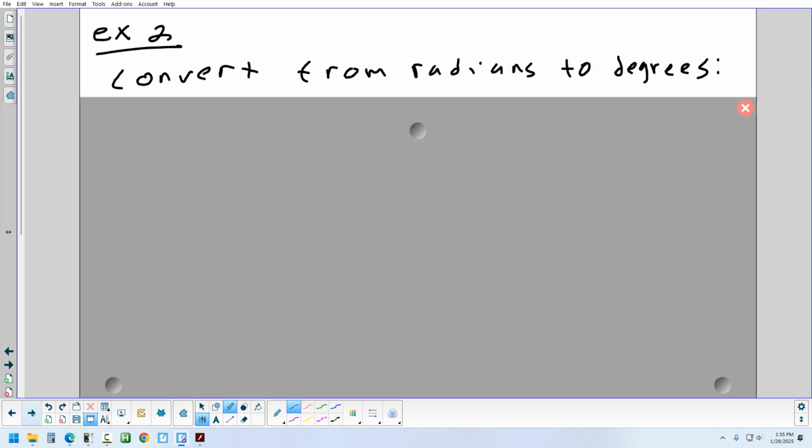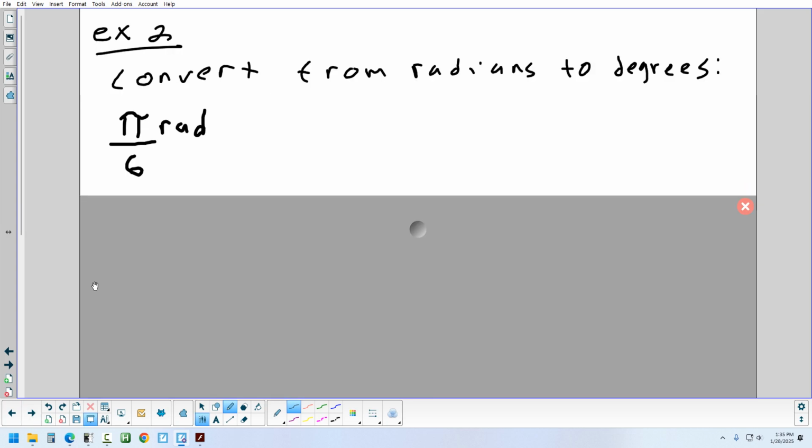Now, let's try it the other way. I'll write RAD the first time, but after this, we have to get used to not seeing that there. So convert from radians to degrees. Where is RAD? It's in the top. We're not going to see it after this problem. You have to pretend it's there.